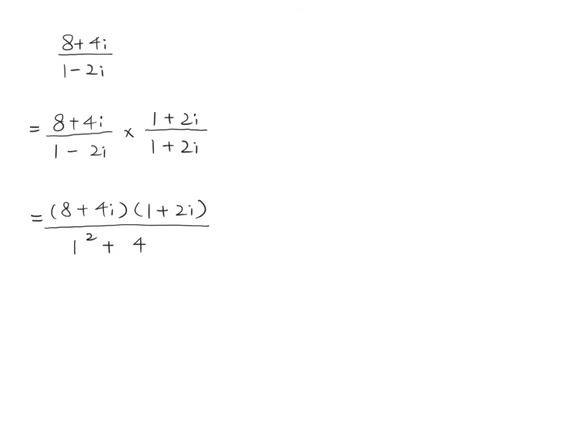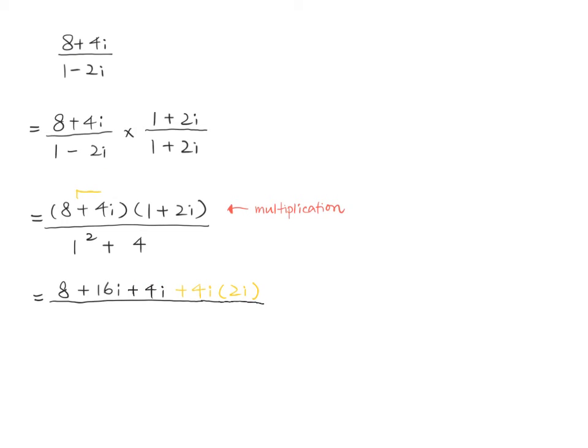So next, let's tackle this numerator part, just like how we did by expanding brackets. When you do the multiplication, you take this, multiply by this, which gives 8. Next, we take the 8 multiplied by the positive 2i, which gives us 16i. And then we take this positive 4i times 1, which is plus 4i.